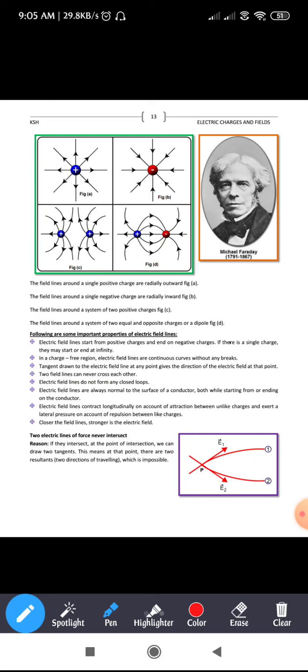And the next important one is that two electric field lines of force never intersect. What do you mean by that? As you can see in the figure, at point P you have two different directions. At one particular point there should be only one direction; it cannot be two. Hence we say that no two electric field lines intersect each other.